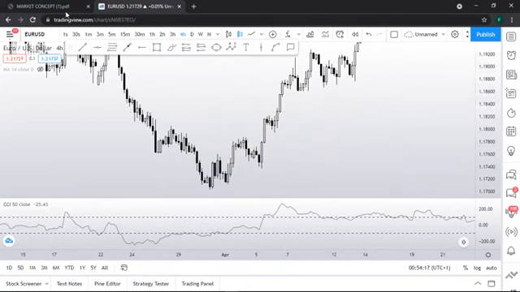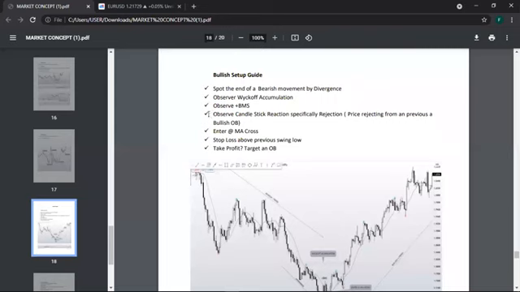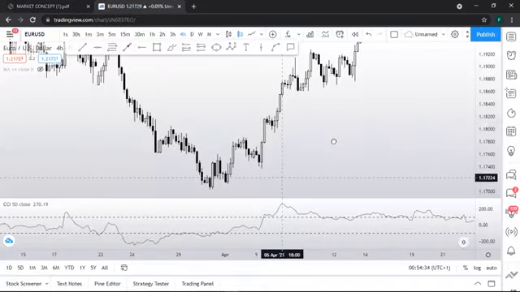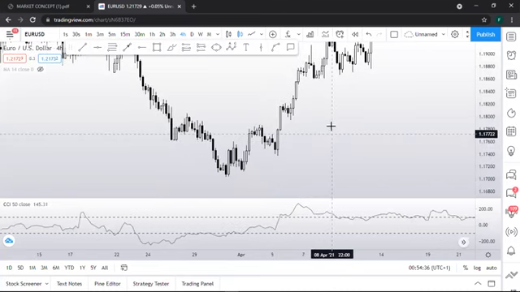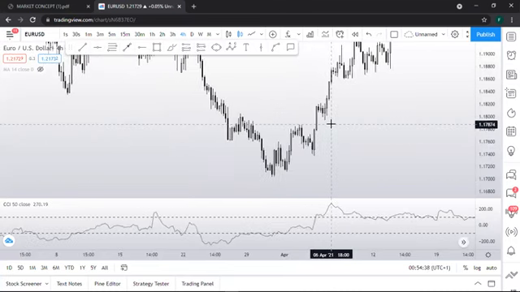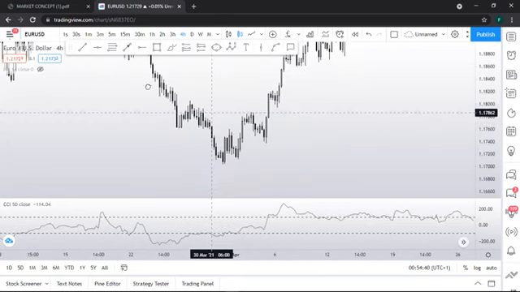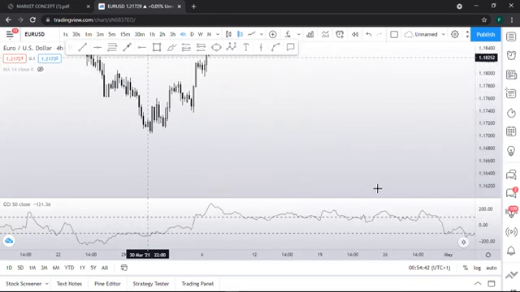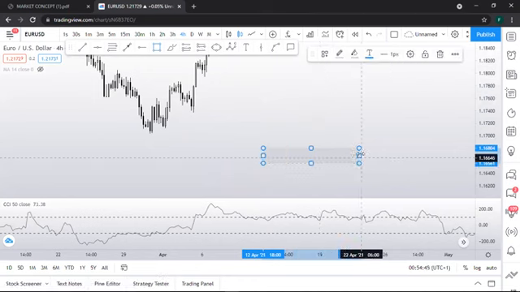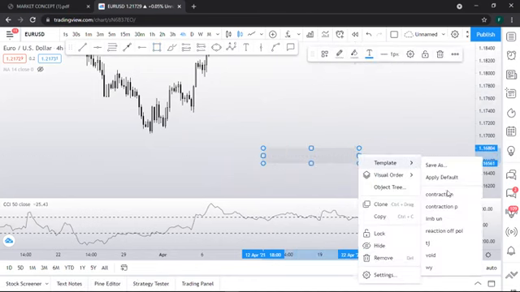what will be the next? Now, the next step, we should observe candlestick reaction, specifically rejection. Price rejecting from a previous bullish OB. Great. Very, very interesting. Now, a lot of times you might not see the retest of an order block. What does that mean? Reaction of POI. I think this is it.